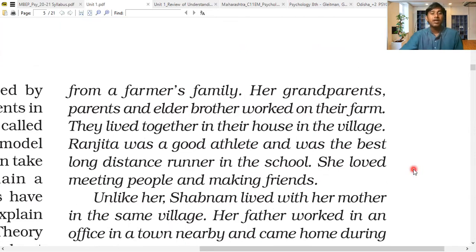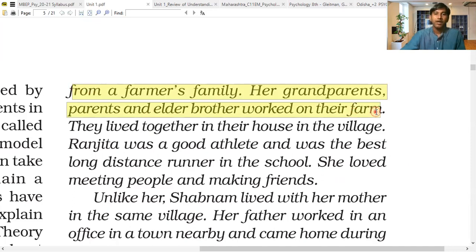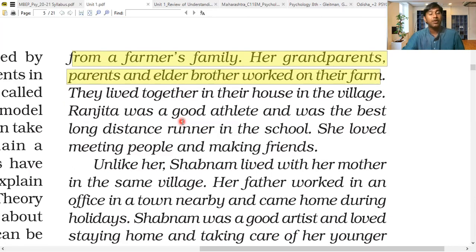Ranjita came from a farmer's family. Her grandparents and elder brother worked on the farm. So Ranjita's socio-economic status is from a farmer's background. Her grandparents, parents, elder brother, her whole family is involved in farming. They live together in their house, in their village. All the family, it is like a joint family. They are living in the same house. They live together.